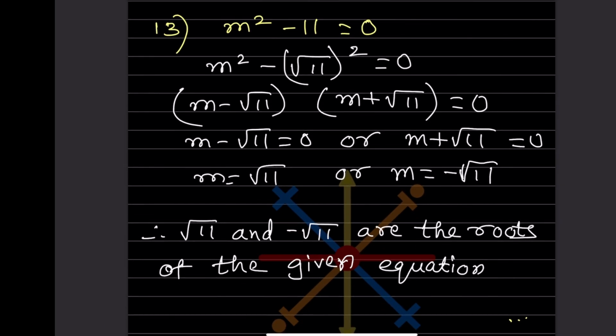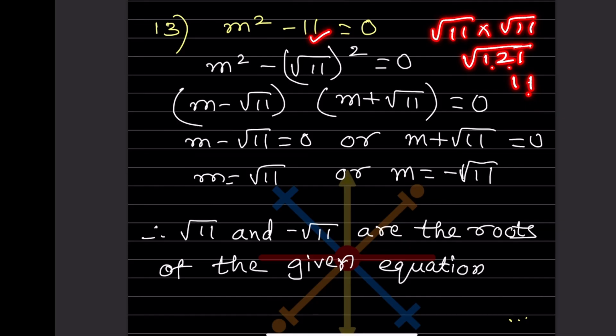Now see here, this is slightly different. M square minus 11 is 0. You can see m square is a perfect square, but 11 is not a perfect square. So we can also write this as root of 11 into root of 11, that is root of 121, and 121 is a perfect square, that is 11. If you know this root of 121 is 11, then it's very easy. So what you can write for this part is root of 11 into root of 11, that is root of 11 square.